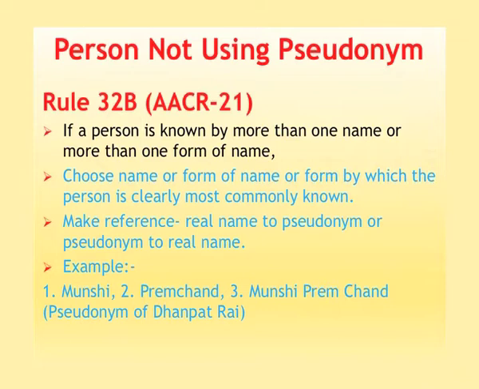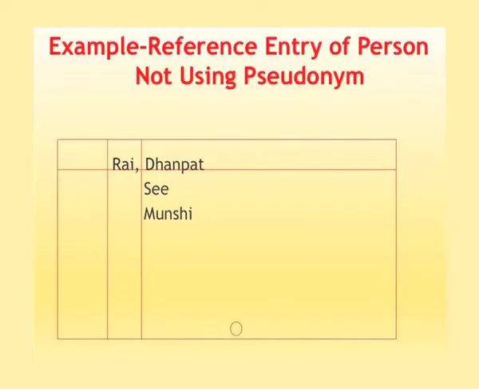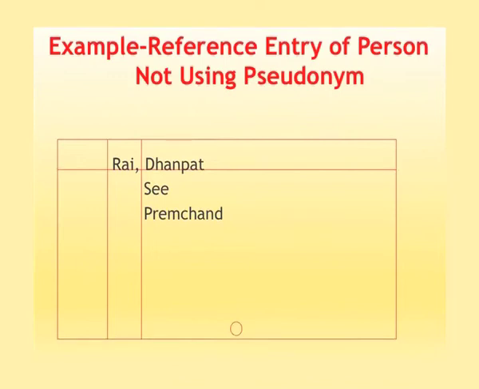For example, I have already discussed Munshi Premchand, which are the pseudonyms of Dhanpat Rai. So, if you are preparing a catalog under Munshi and the real name is Dhanpat Rai, in that condition you have to prepare a reference entry under Rai, Dhanpat, see Munshi. If there is a work published under Premchand, you have to prepare a reference entry from the real name to the second name, like Rai, Dhanpat to Premchand. So, the first was Munshi, the second was Premchand.